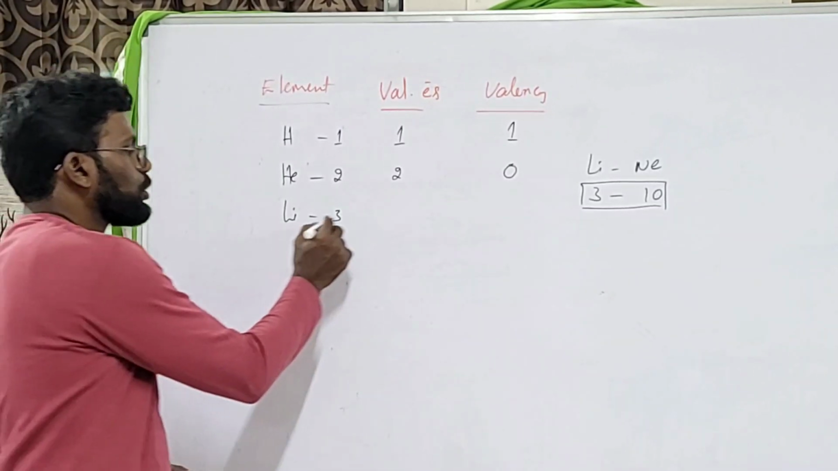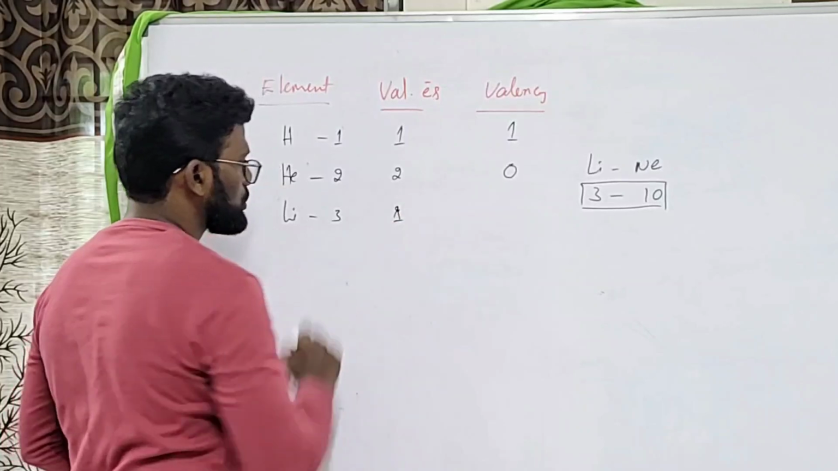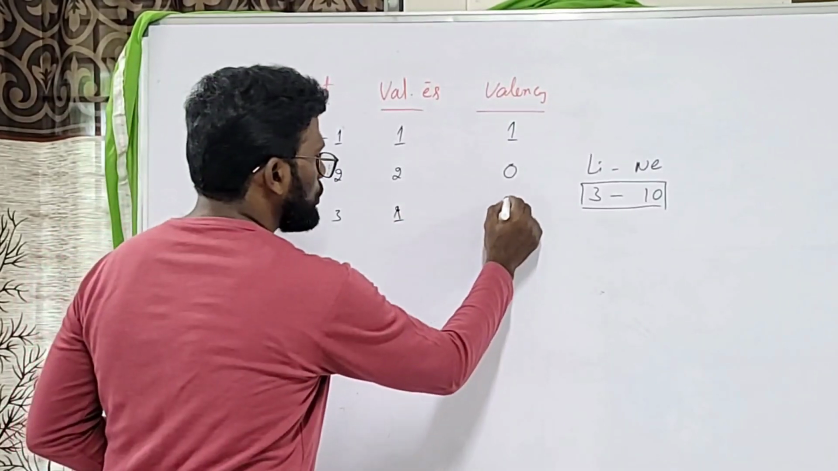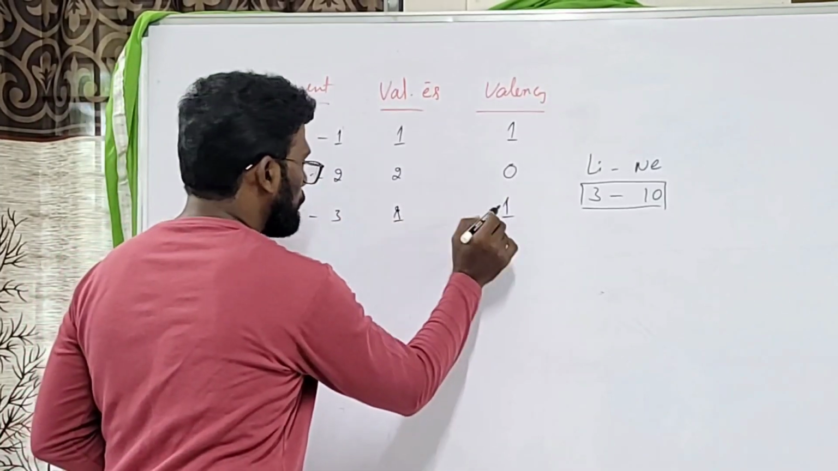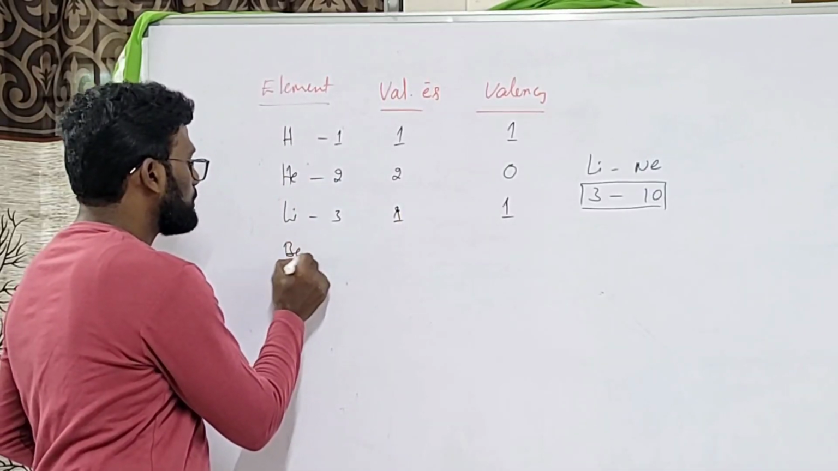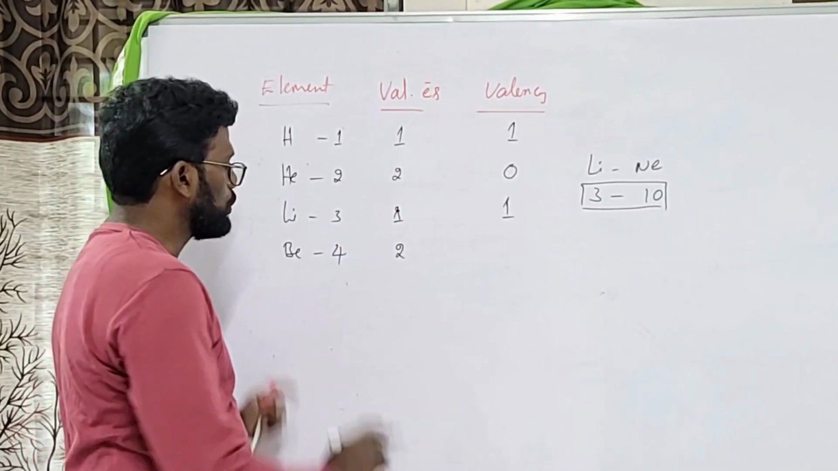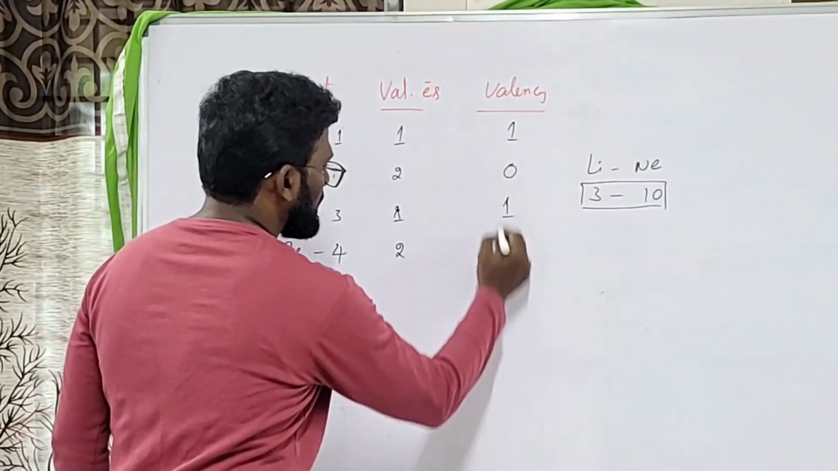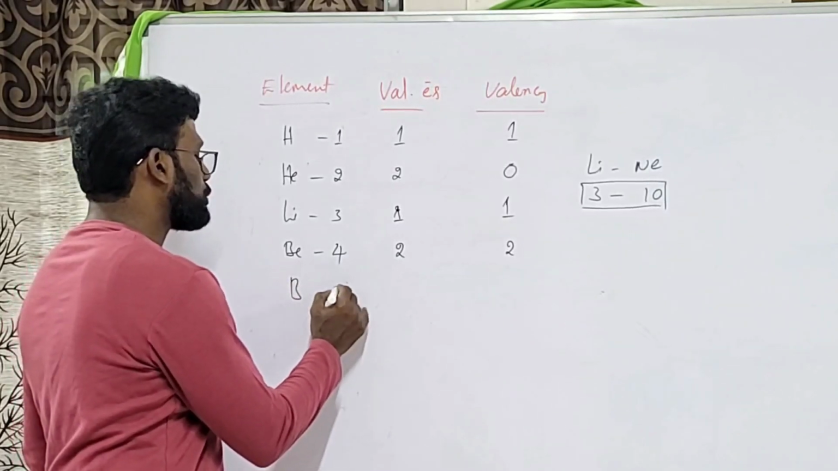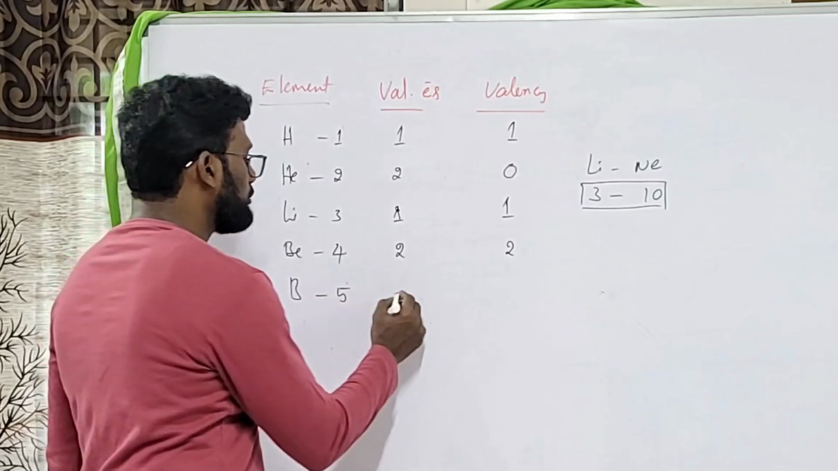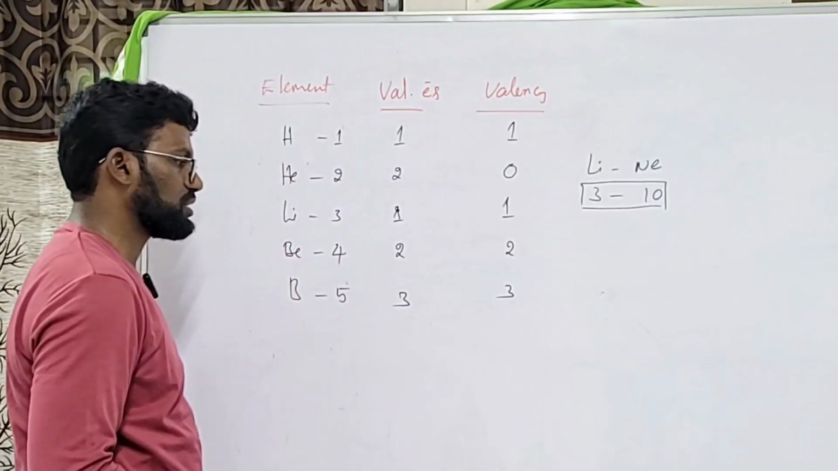Say for example, lithium has atomic number 3 and its valence electrons are 1, 3 minus 2 is 1, and valency is also 1. If valence electrons are 1, valency is also 1. Similarly, beryllium has atomic number 4, so valence electrons are 4 minus 2, that is 2, and valency is also 2, its combining capacity is 2. And boron has atomic number 5, 2 less than 5 is 3, and valency is also 3.